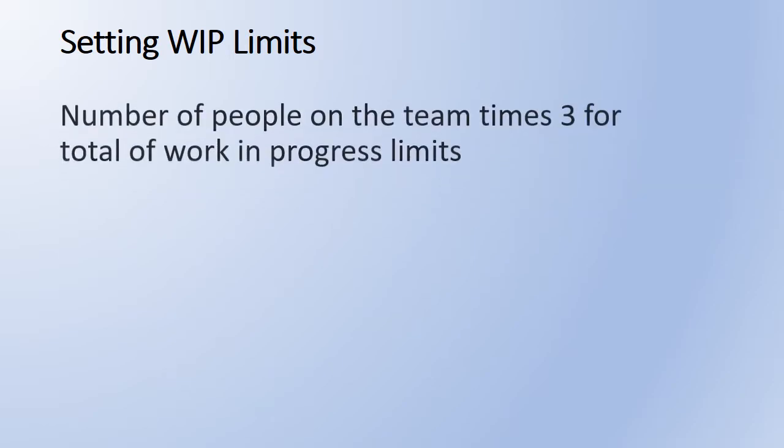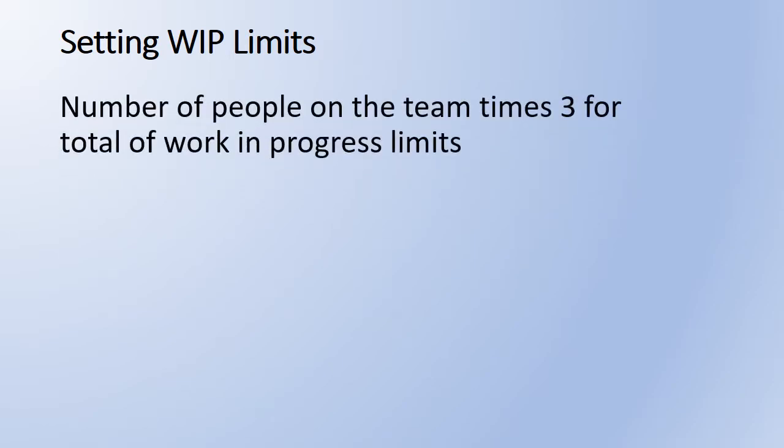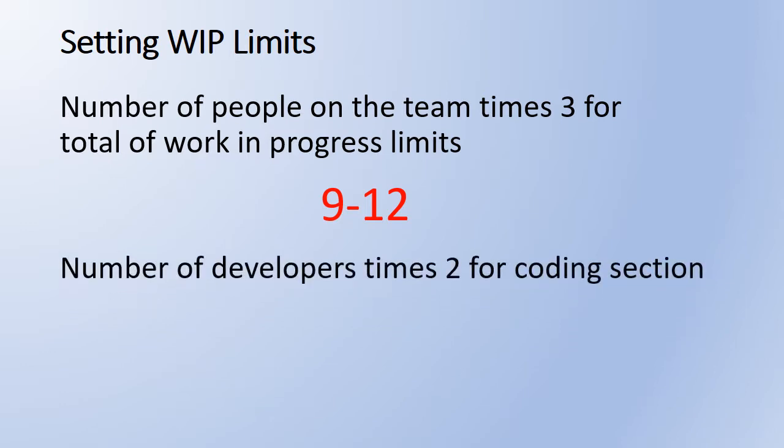One method is to take the number of people on the team and multiply by 3. In our case, we have 4 people, but one is a specialist and another is an intern. So let's make a range of 9 to 12. That gives us a total for all 3 steps. Another method is to multiply the number of developers by 2 to establish the work in progress through the coding section. Let's just count our 2 expert coders here and say 4.